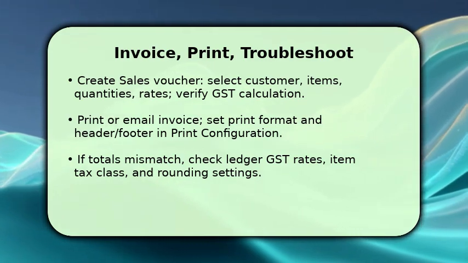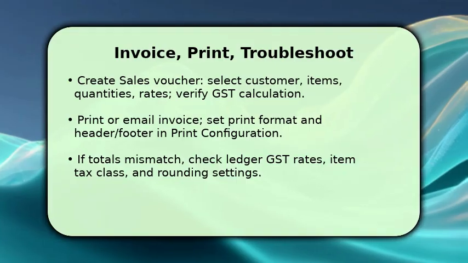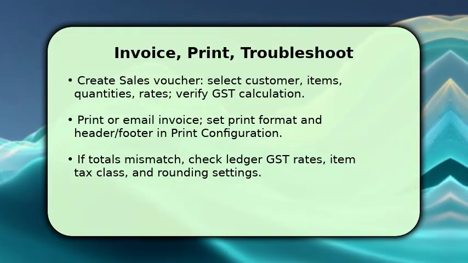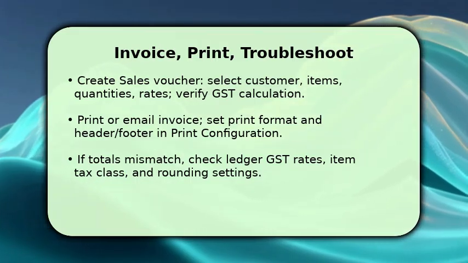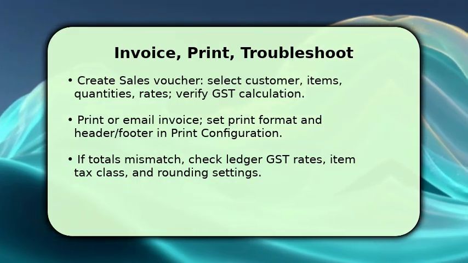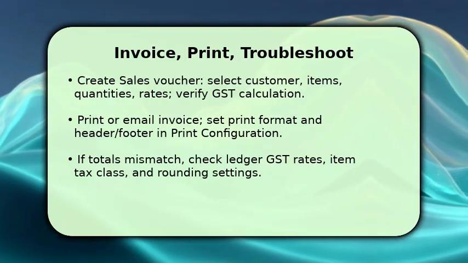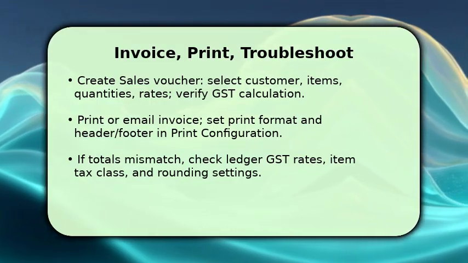Choose the voucher type, pick customer and items, enter quantities and rates, then confirm GST and totals. Tally computes tax and ledgers automatically. Once satisfied, print or email using the configured format. Make sure headers, invoice numbering, and bank details are correct.